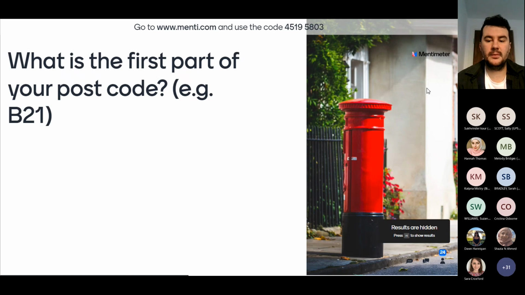Stella. Stella, if Stella hasn't been able to access Menti, then if I can ask somebody in the team to capture that and include it just when we're looking at the data. Brilliant. Next slide, please.